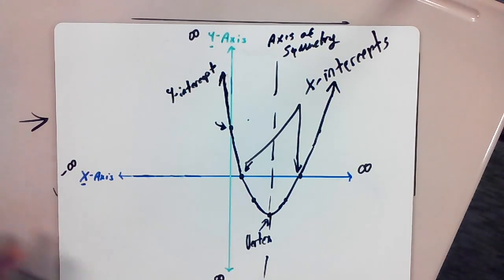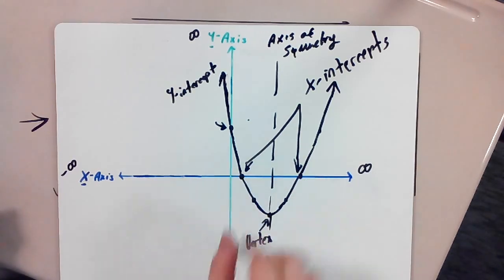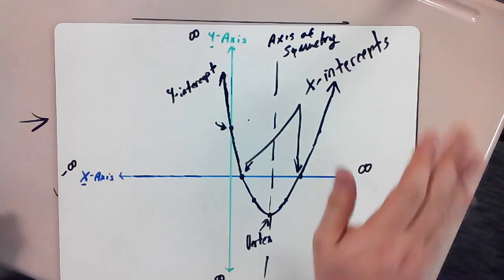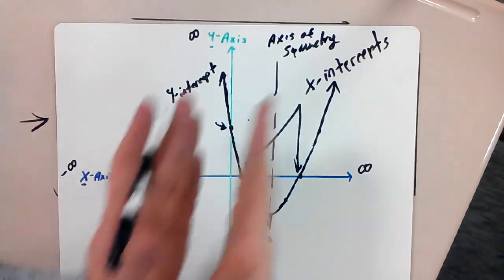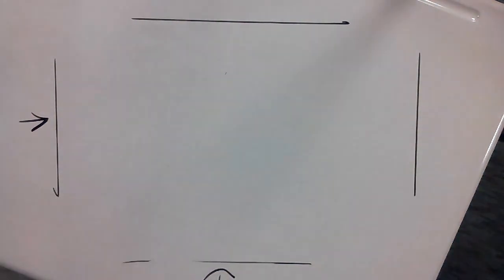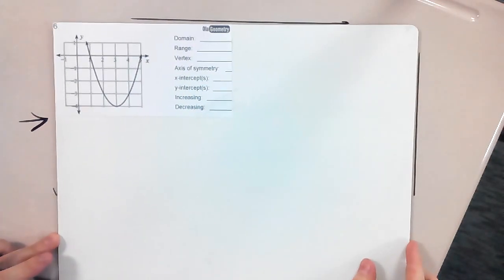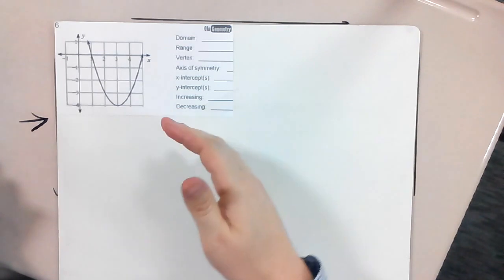Take a second and copy that down if you need it. Y-intercept, x-intercepts where we cross the x-axis, vertex where we change direction, and axis of symmetry where both halves are the same. Okay, next, let's take a look at an example. What we need to do here is identify these things.